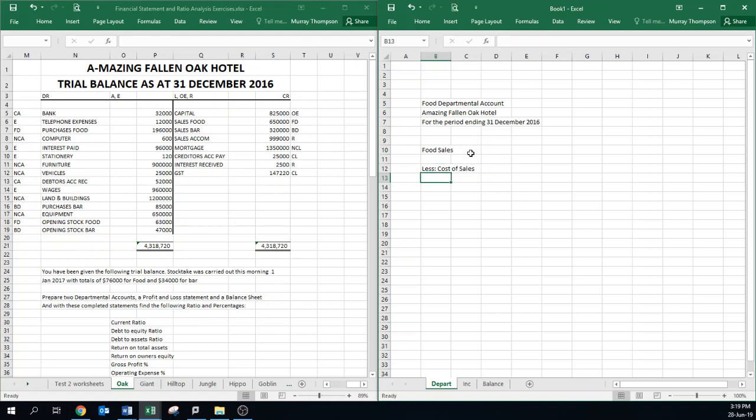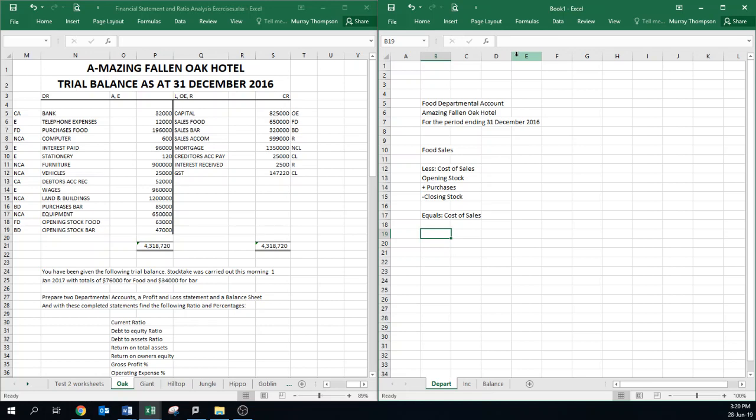Now, you can go back to Canvas. There's a section there on cost of sales, and you'll find the calculation there. But the calculation is we take our opening stock, we add purchases, plus purchases minus a closing stock. So opening stock plus purchases minus closing stock equals cost of sales.